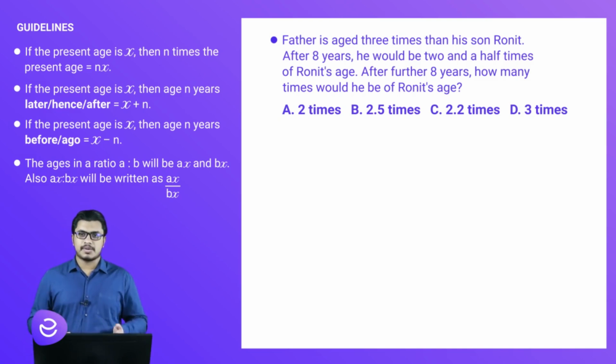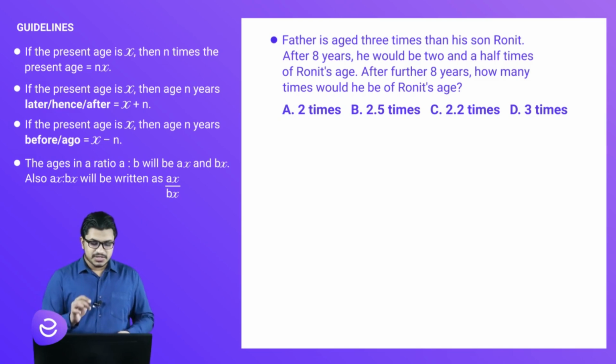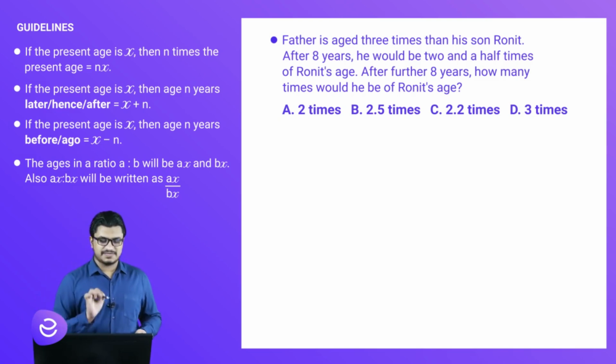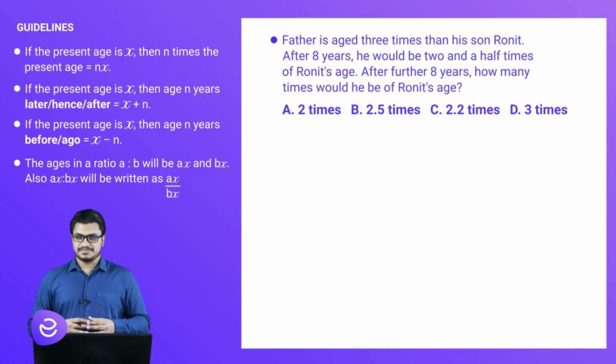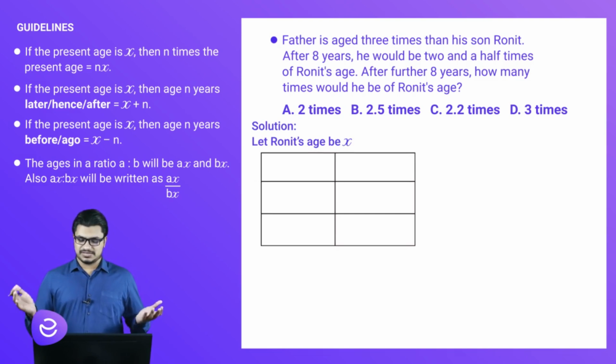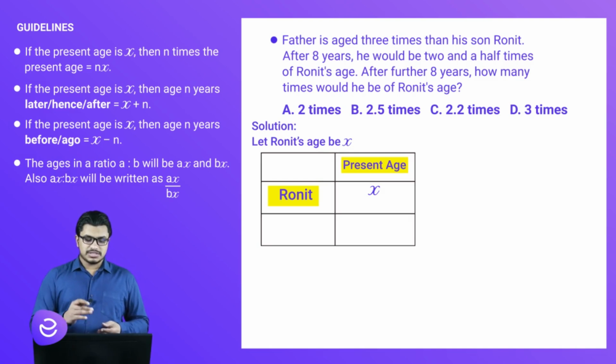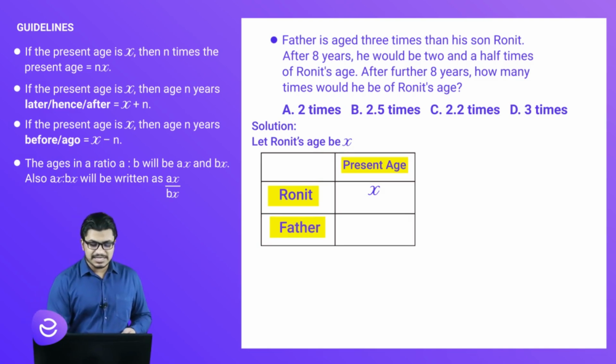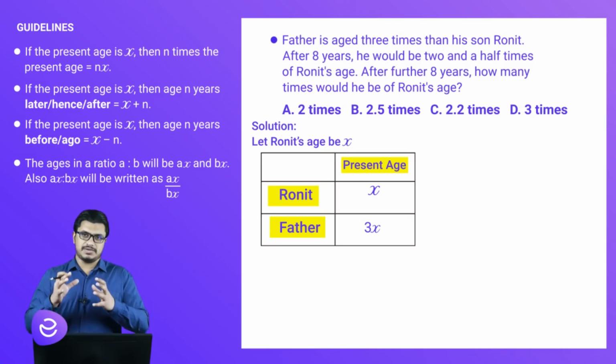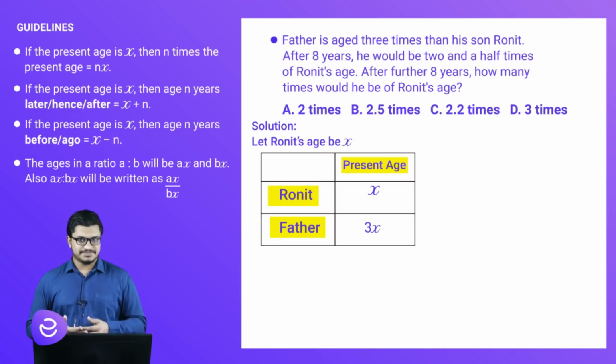So just like the previous problem, we'll try to get a clear picture here. So we'll take Ronit, we'll take his father, then we'll take present age of Ronit and father. So let Ronit's age be x, we don't know much about it, so we'll write it as x. So the information given to us is father is aged 3 times than his son Ronit. So if Ronit is x, obviously father will be 3x. So that is the present age.